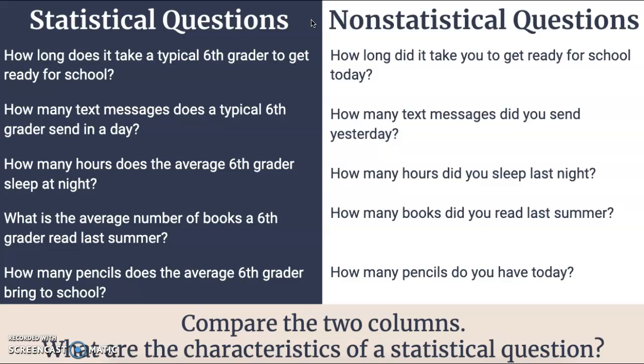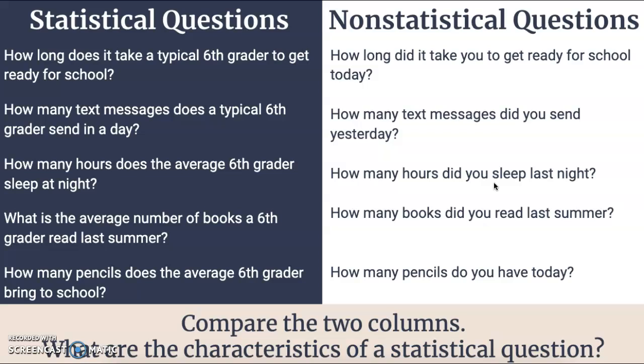Now, one of the things that I hope you noticed when you were reading through these questions is that all of the questions over here that are statistical say phrases like typical sixth grader or average sixth grader, whereas all of the questions that are non-statistical say you. So I noticed that they are saying similar questions, right? These are both about how many hours a person sleeps at night, but they are addressing them to a different subject. This one is addressed to the average sixth grader, whereas this one is just addressed to you. That's one of the big differences between these two columns. You may have noticed some other things, but that's the one that I want to point out.